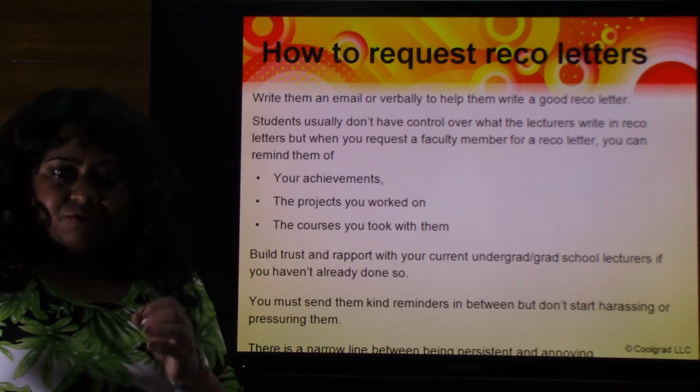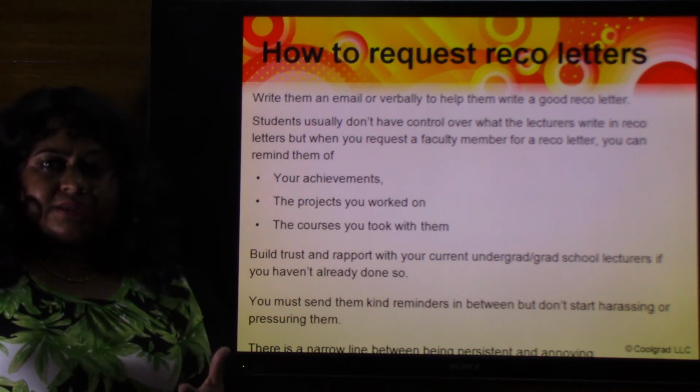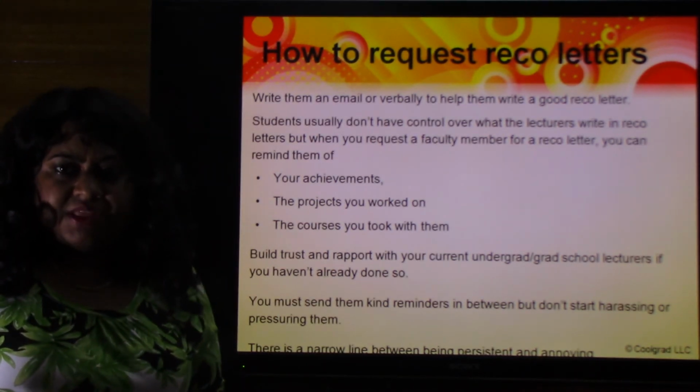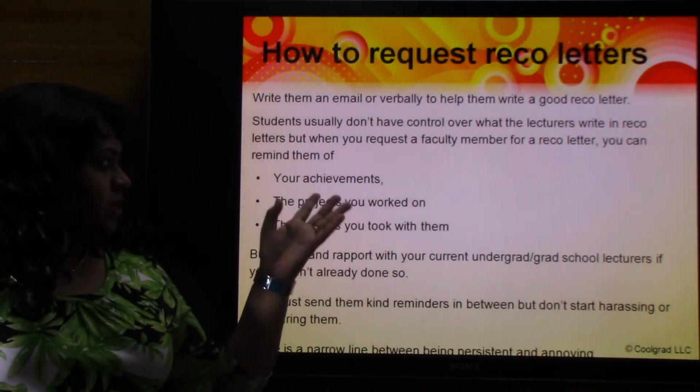It's important to get it in writing that this professor is ready to give you a recommendation letter. So ask them verbally first, and then follow up with an email to confirm that they're going to give you the recommendation letter.